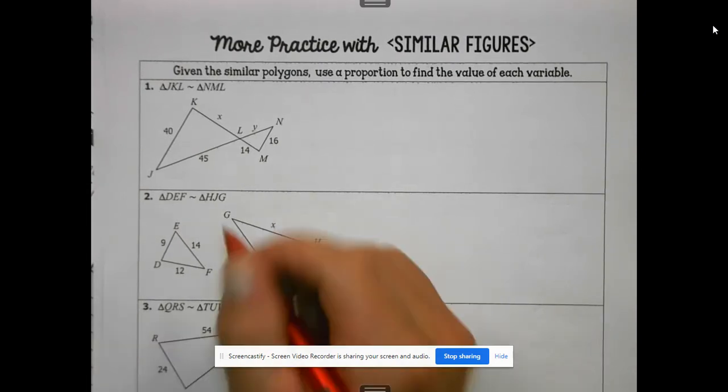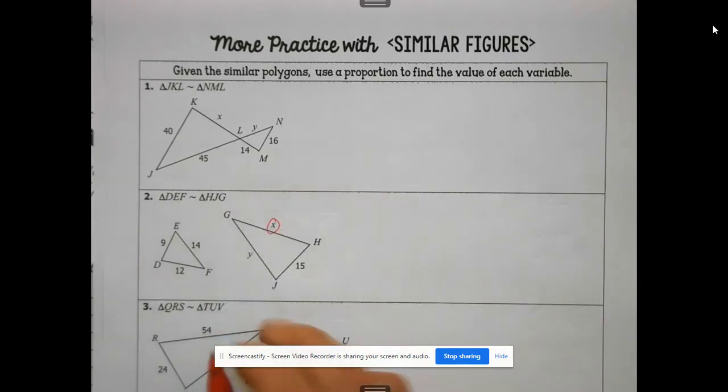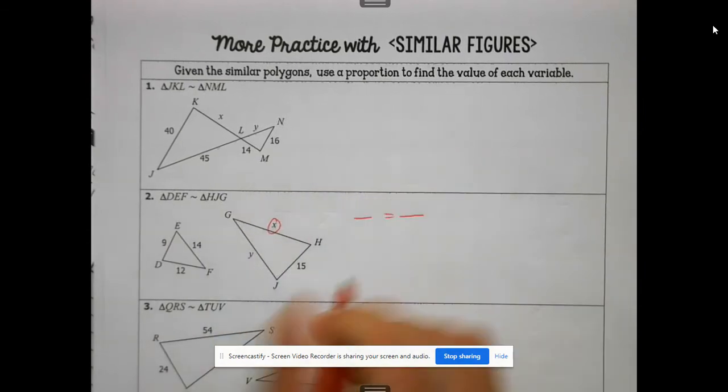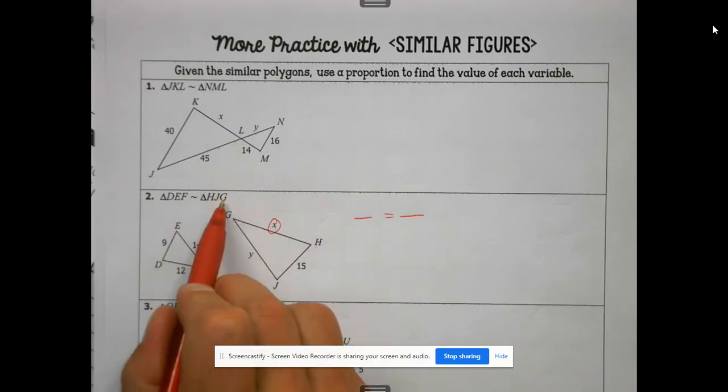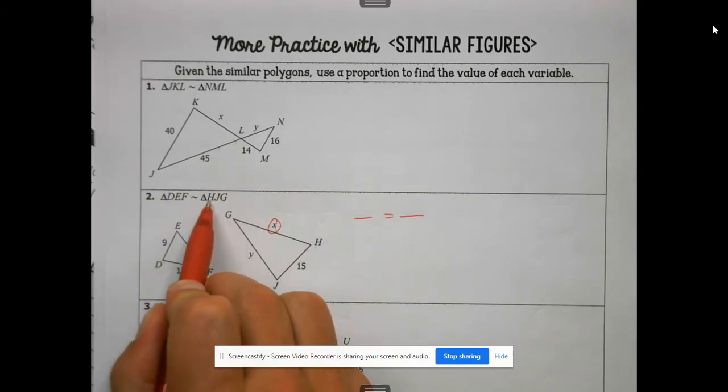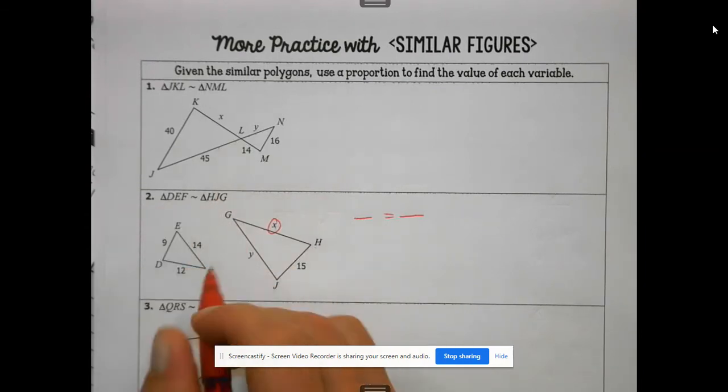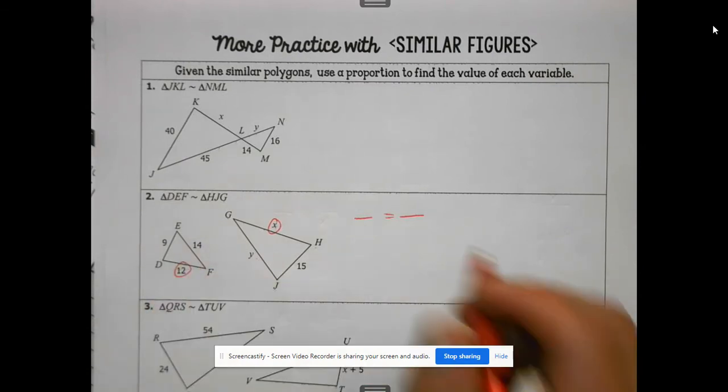So number 2, let's work with the x first. X is in between G and H. G and H matches with F and D. Between F and D is 12.